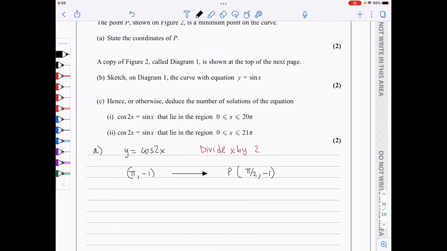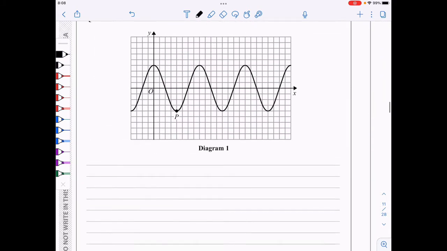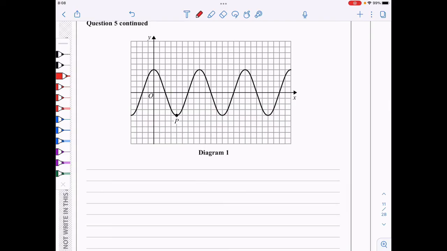In part B, we're being asked to sketch y is equal to sine x on the diagram shown here. So y is sine x will be something like this. So let me draw this and I will explain exactly what's happening, because we need to be careful we've got the right maxima and minima in order to qualify for the full marks. I also need to draw this part here.